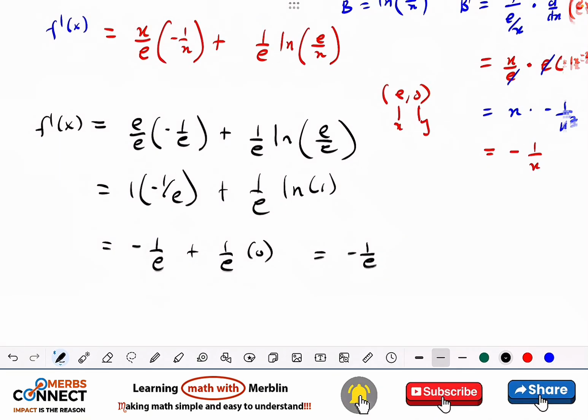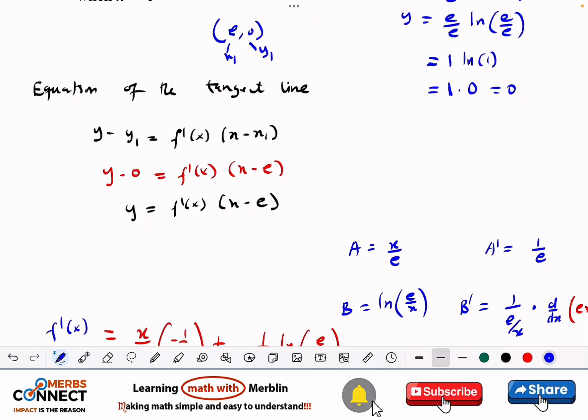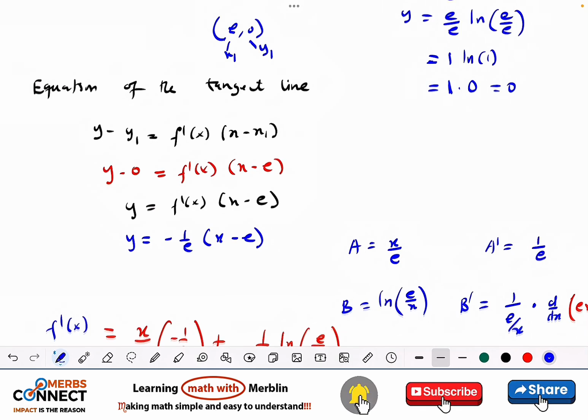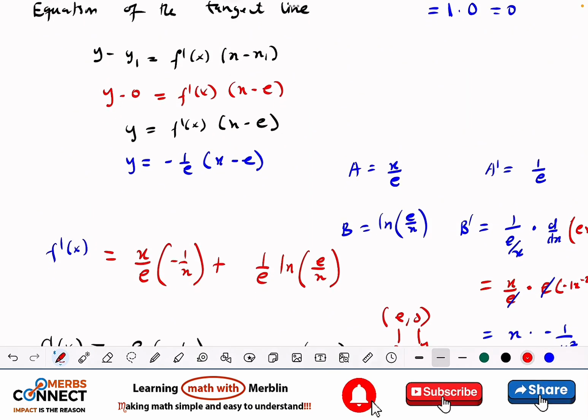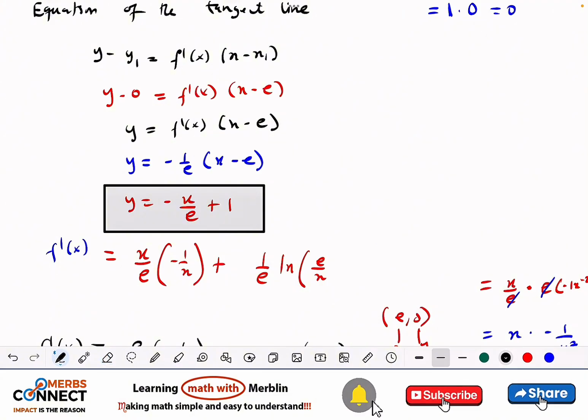So the slope is minus 1 over e. So the equation of the tangent is going to be minus 1 over e times that. That's all. If I want to simplify, this is going to be minus x over e plus 1. So this is the equation of the tangent line, right? For us to get the equation of the normal line, it's very simple. The equation of the normal line is just picking this one, but we are going to change the slope.